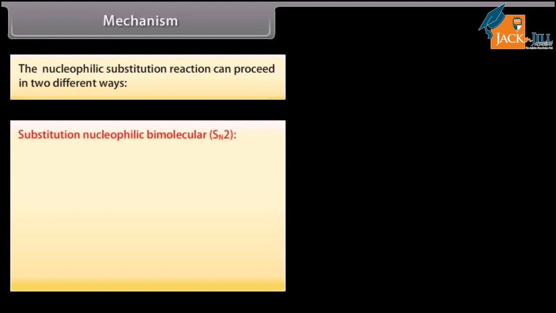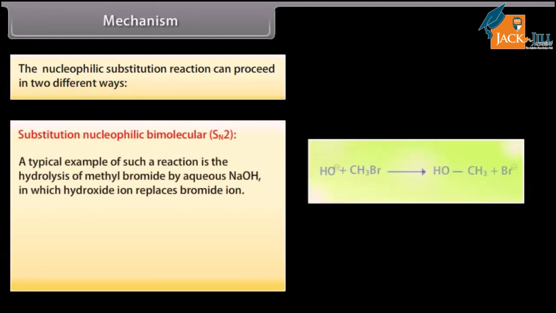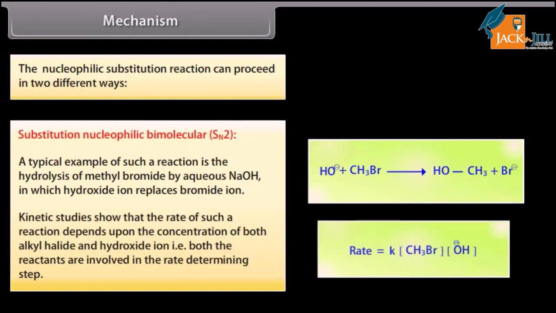Substitution nucleophilic bimolecular, SN2. A typical example of such a reaction is the hydrolysis of methyl bromide by aqueous NaOH, in which hydroxide ion replaces bromide ion. Kinetic studies show that the rate of such a reaction depends upon the concentration of both alkyl halide and hydroxide ion. That is, both the reactants are involved in the rate-determining step.